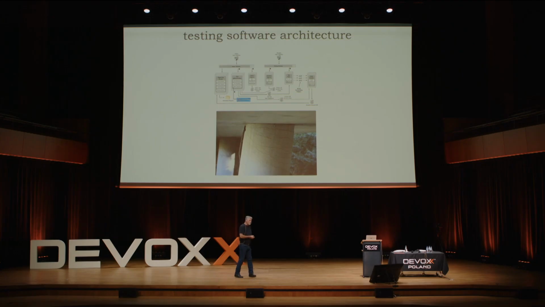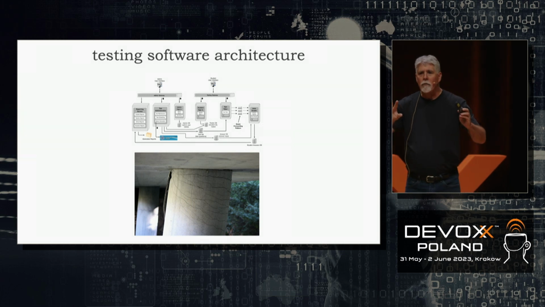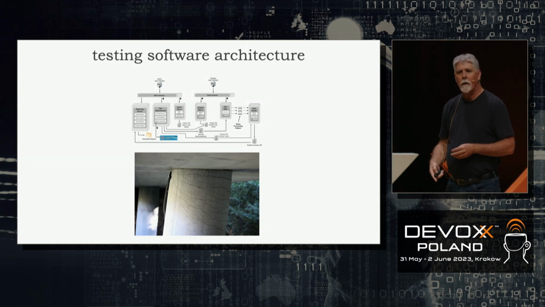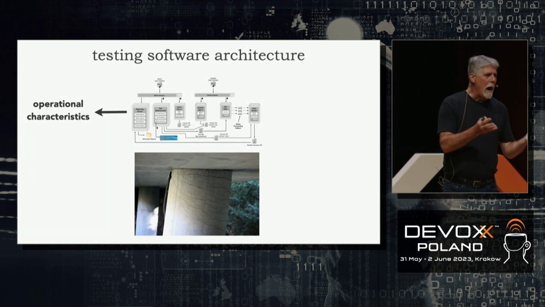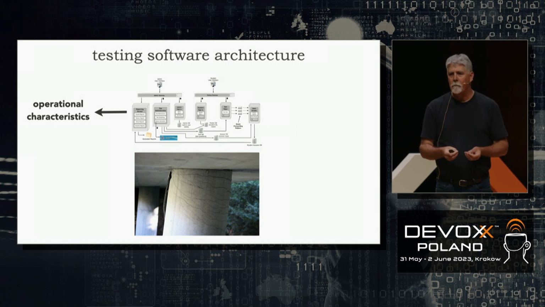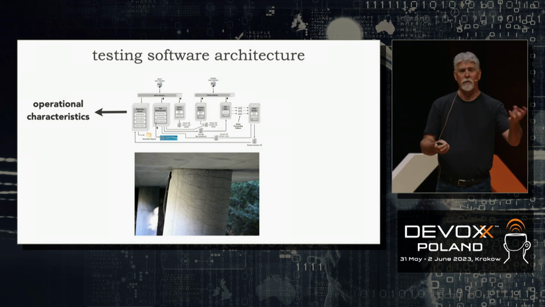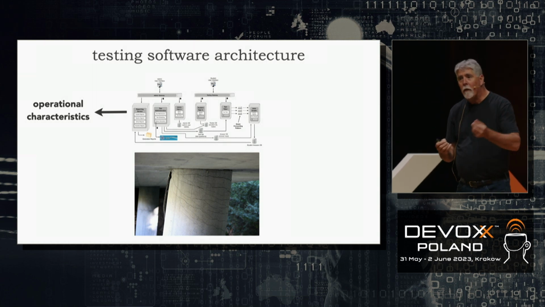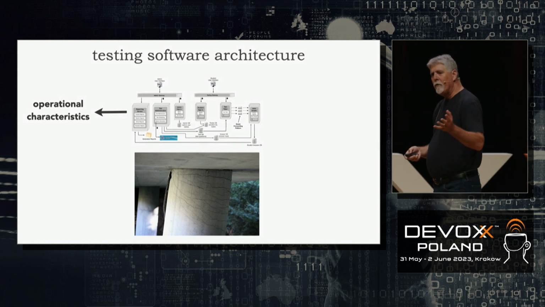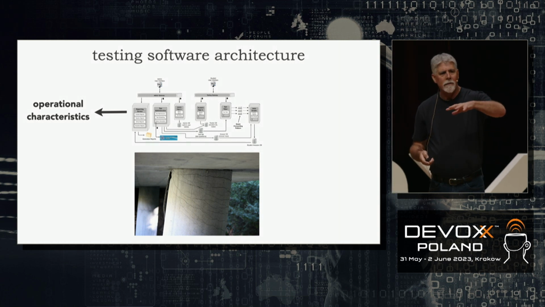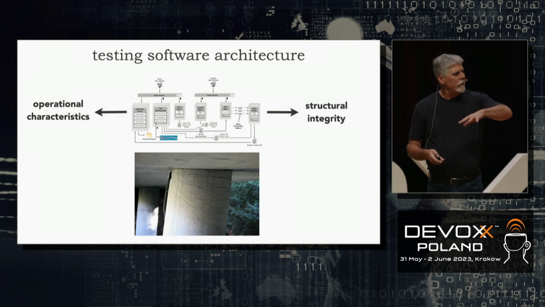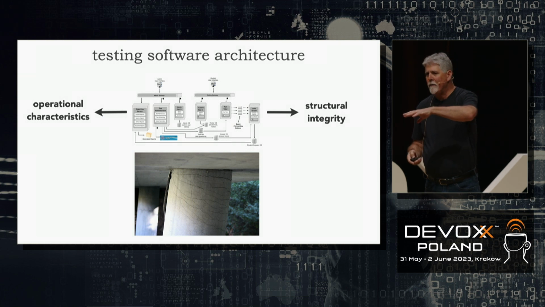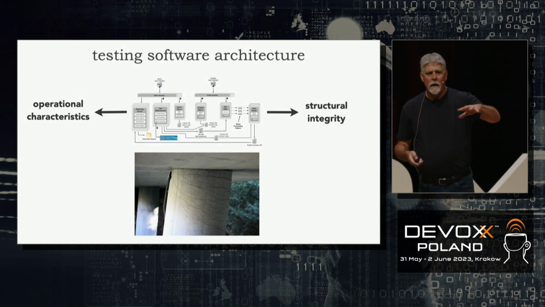When we go to test a software architecture, not the functionality, but the architecture itself, there are two ways we can do this. The first is through operational characteristics. Those things like, does it scale? Does it perform okay? Are there errors? What is our error rate? But then there are also tests that we're going to write in this session that have to do with the structural integrity of that architecture.